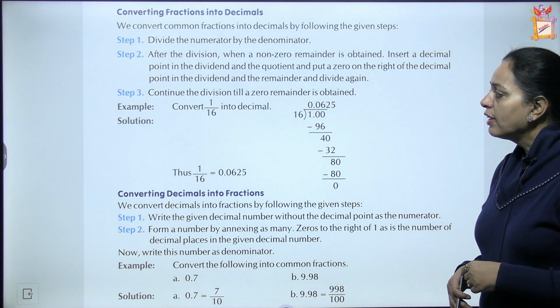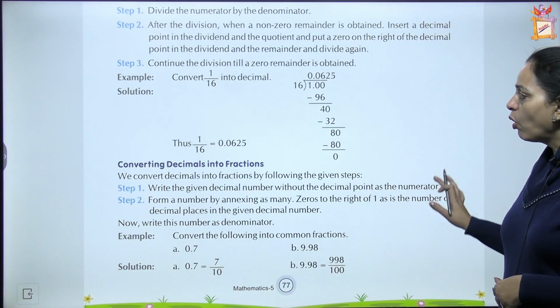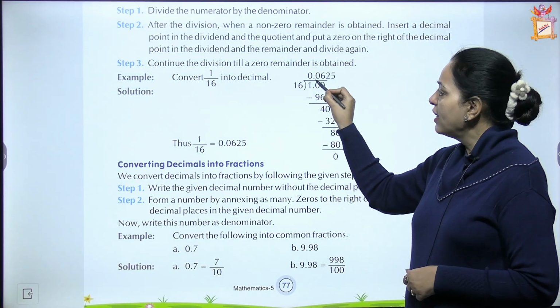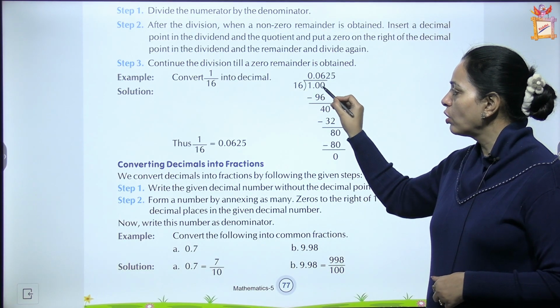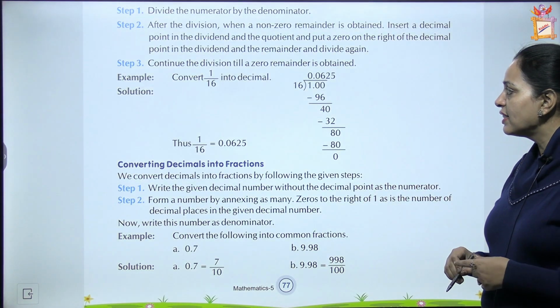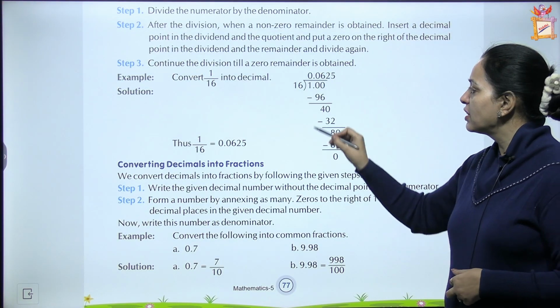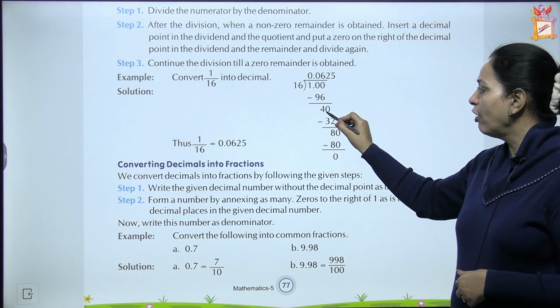Like example, convert 1 upon 16 into decimal. So 1 is smaller than 16. So what to do? We will put the decimal point, and we will put the decimal in the question also. So write here 0. So now this becomes 10, again less than 16. So here 0, then write one more 0. This is 100. 16 6s are 96. We will subtract, 4 here.